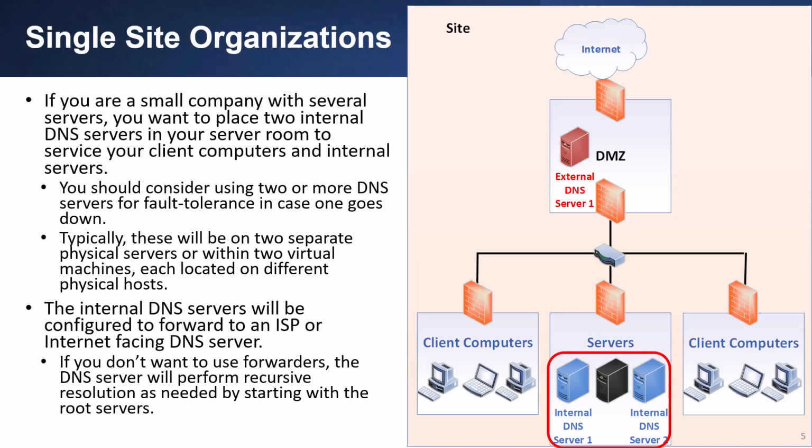If you are a small company with several servers, you want to place two internal DNS servers in your server room to service your client computers and internal servers. You should consider using two or more DNS servers for fault tolerance in case one goes down. Typically, these will be on two separate physical servers or within two virtual machines, each located on different physical hosts.